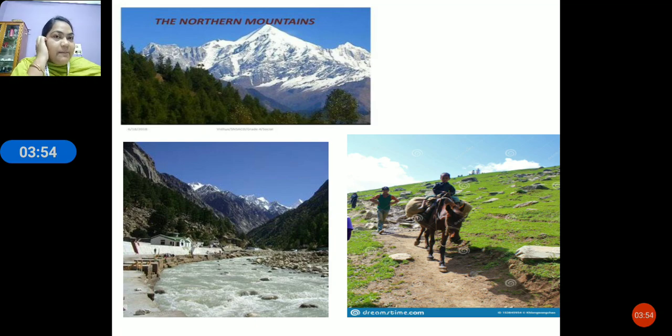You should remember that 4 rivers originated from the Himalayas. Okay, 4 rivers, that is Ganga, Brahmaputra, Yamuna, and Satluj. These are the 4 rivers that have originated from the Himalayas. And what are the important cities and states you will find in the northern mountain? They are Srinagar, Jammu and Kashmir, Dehradun, Uttarakhand, Shimla, Itanagar, Arunachal Pradesh, and Gangtok.